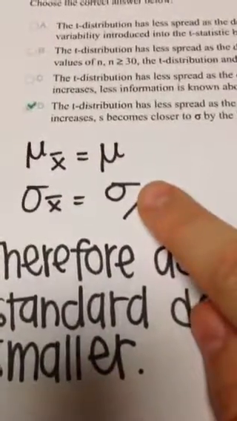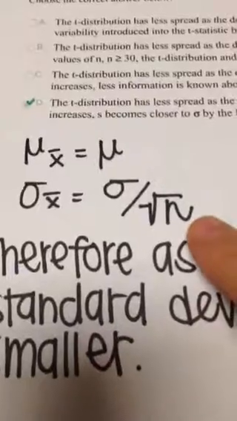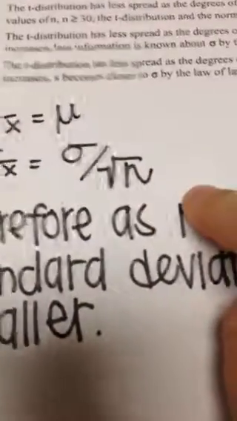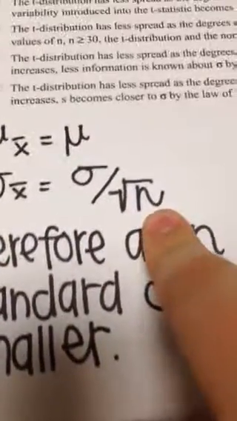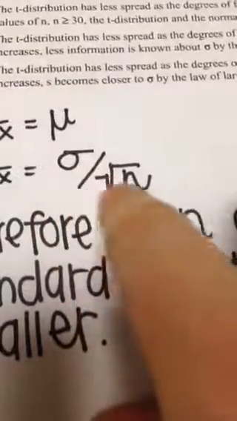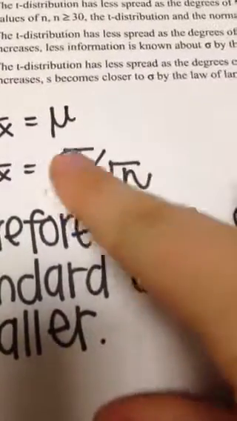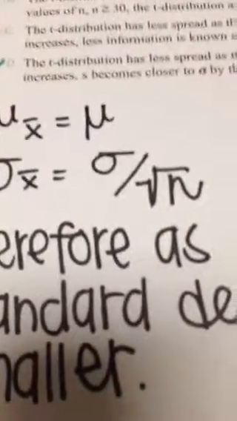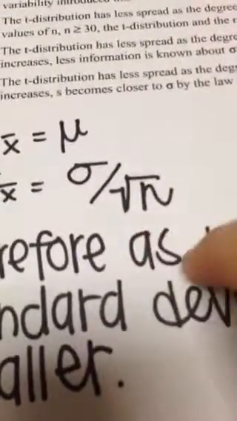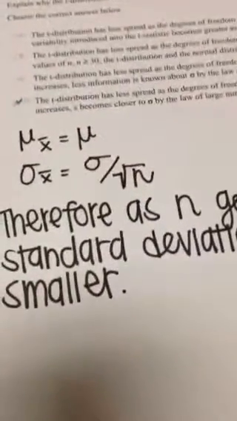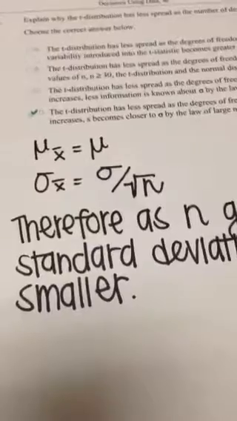So for example, if the standard deviation was 1 and n was 1, you would have a standard deviation of 1, because that would come out to 1 over 1, which is 1. But if your sample size was 4, you would have a standard deviation of 0.5, because then you would have 1 over the square root of 4, which is 2, so 1 over 2 is 0.5. So as n gets larger, the standard deviation is going to get smaller.